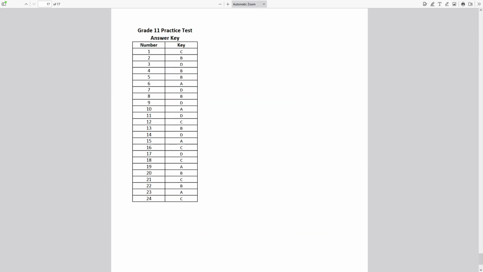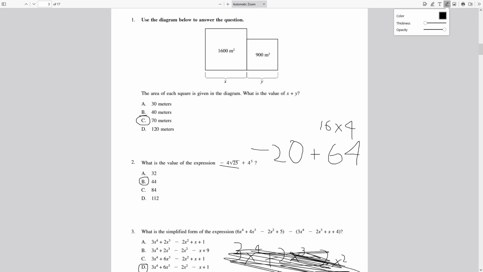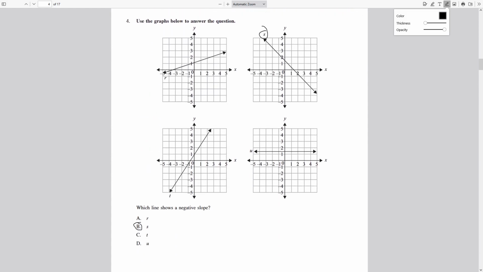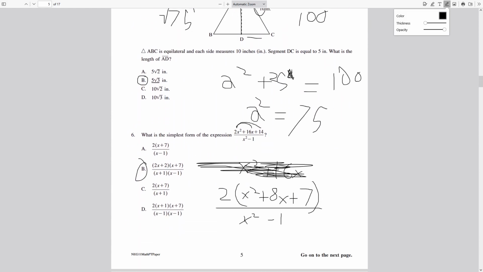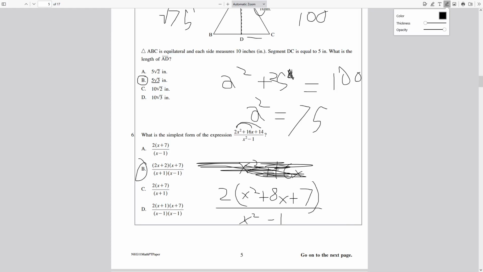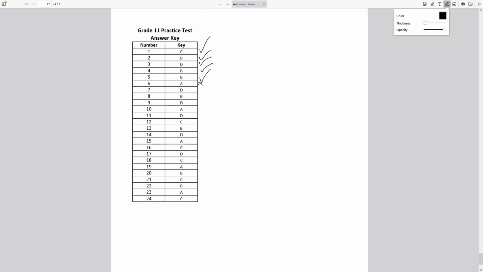Answer key. 1 is C. 2, okay, yeah. There we go. 1 is C. 2 is B. 3 is D. Alright, that's correct. B, B, B. B, B, A. Oh. Damn. So I got 1 wrong. In fact, hold on a second.